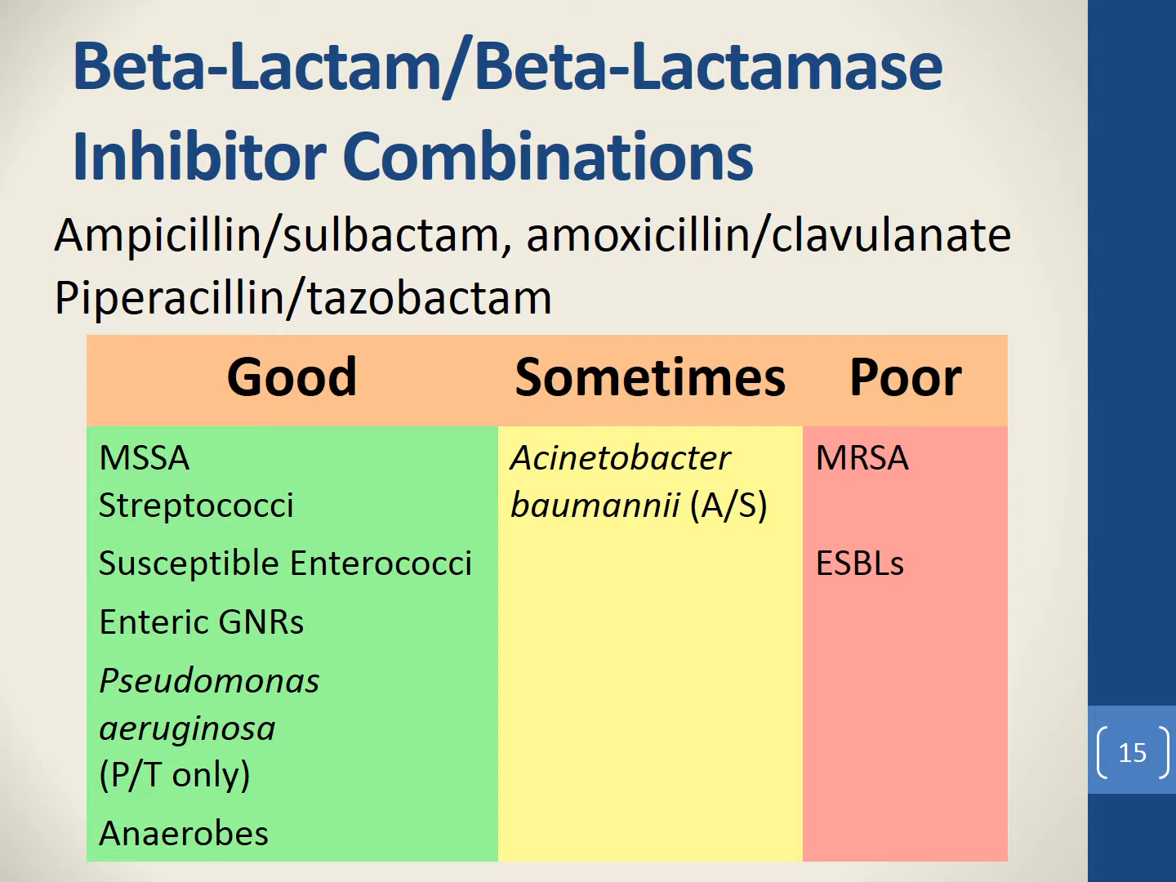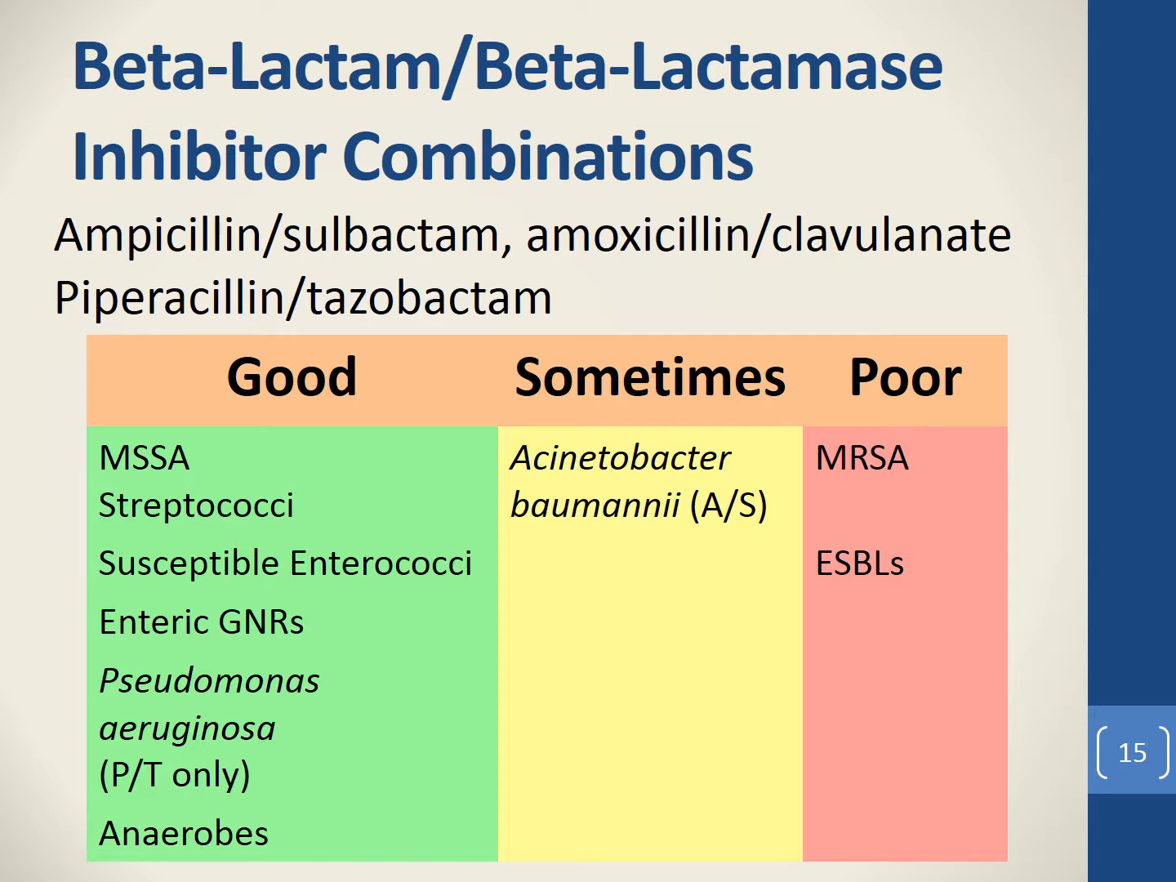So why would we combine a beta-lactamase inhibitor with a beta-lactam? Well, one of the mechanisms of drug resistance to beta-lactams comes when the bacteria outsmart the drug and develop an enzyme that can break down that beta-lactam ring. Once that's done, then it's rendered ineffective and can no longer be used.